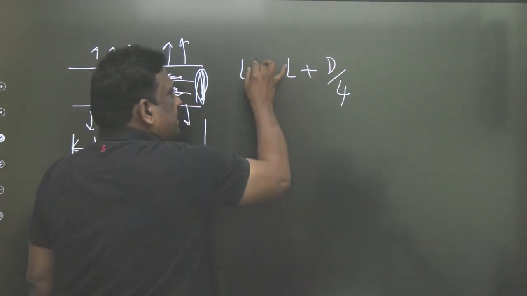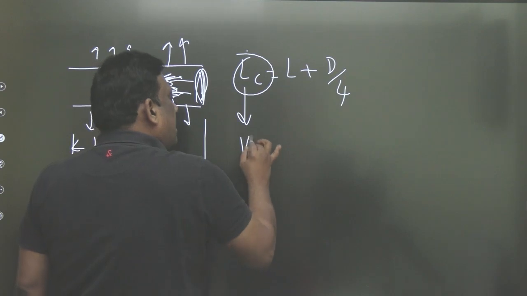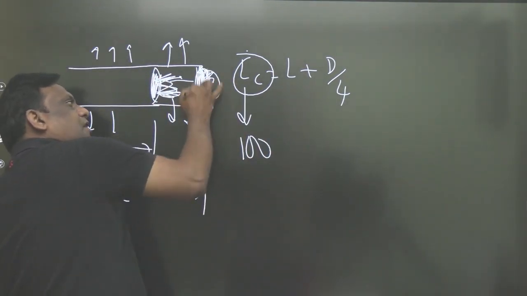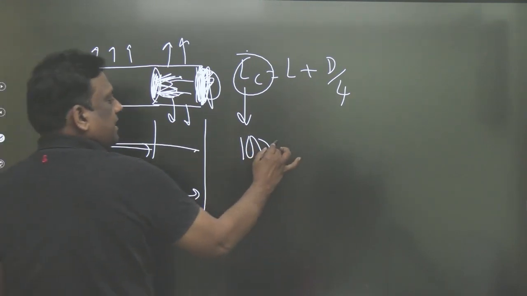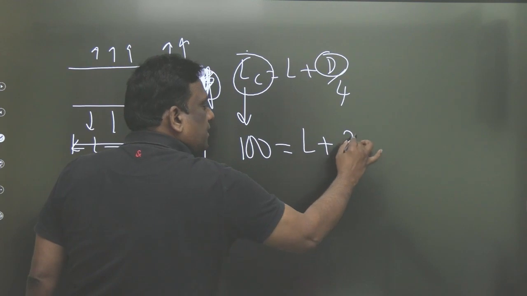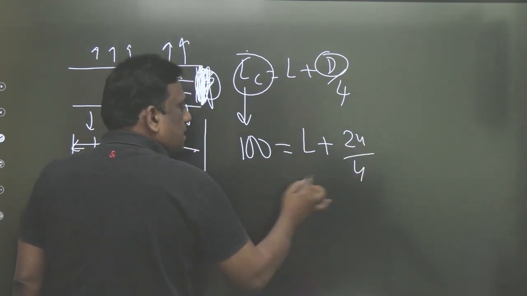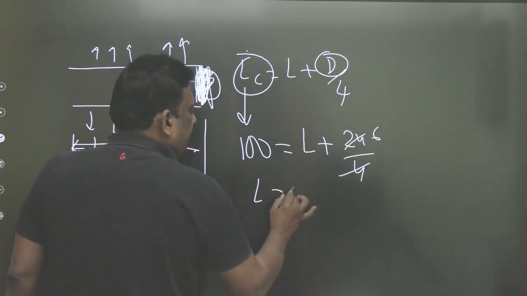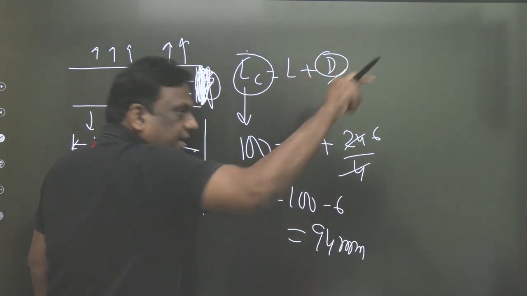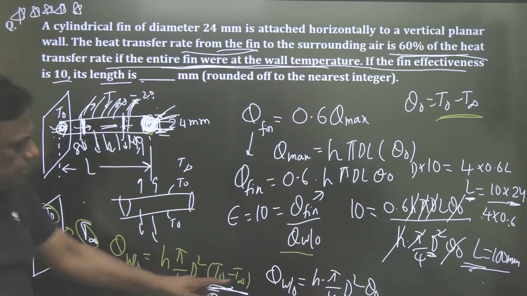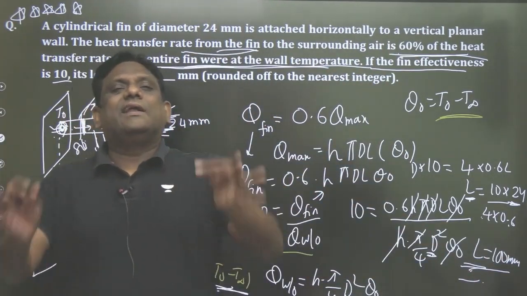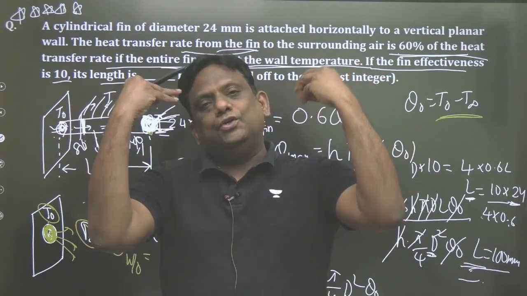He is not asking for the corrected length. You have calculated this 100 by neglecting the heat transfer at the tip, which means you have calculated the corrected length, which is 100. So the actual length is L, and the diameter of the fin is 24, so d by 4 is 24 by 4. All are in mm. So this is 6. So the correct length is 100 minus 6, which is 94 mm. I know most students reach up to this and give 100 as the answer. But the answer is not 100, it is 94, so you'll be out of the race.